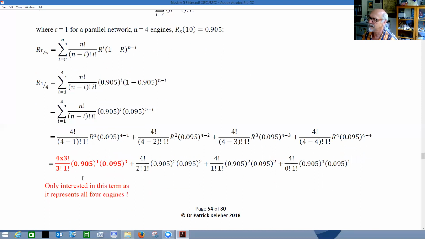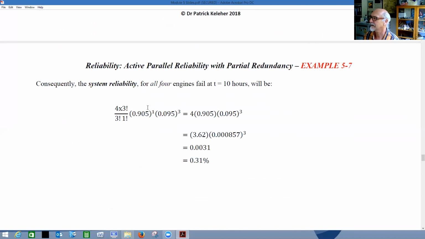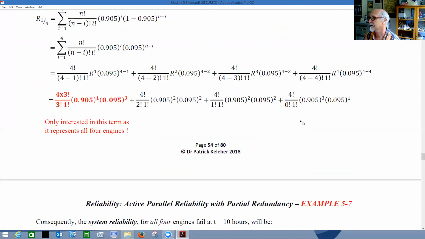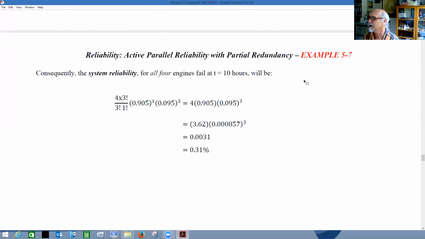But the reality is we're only interested in this one because this is the one representing all 4 engines failing. So if we do that calculation, we just concentrate on that particular term. Do that calculation, we'll find that that will occur within 0.31%. All right, so again, modeling the behavior, this is using that binomial probability distribution. We're able to go about calculating system reliability for, in this case, an aircraft with 4 engines.